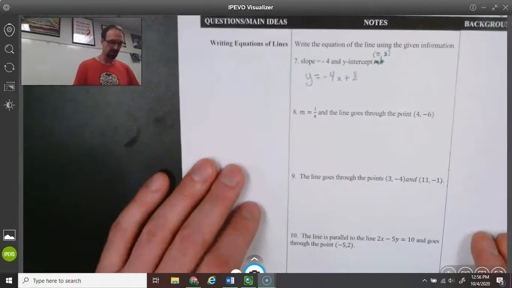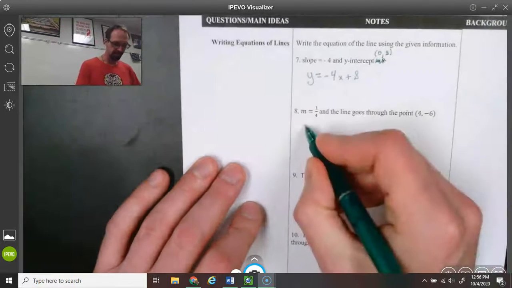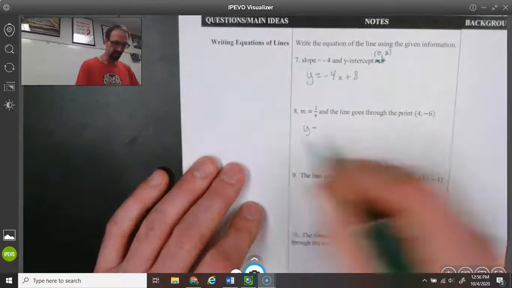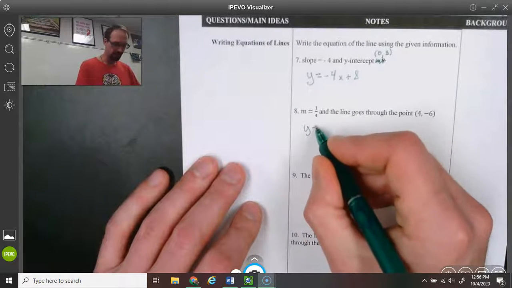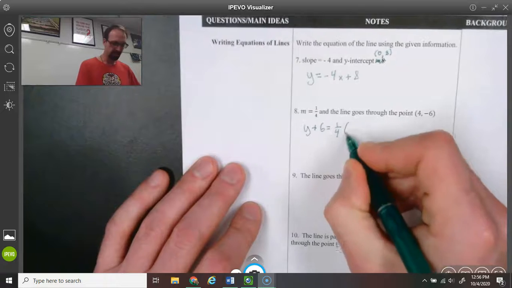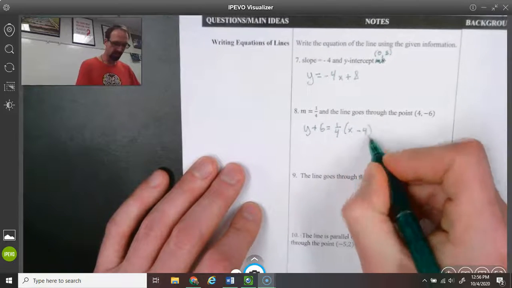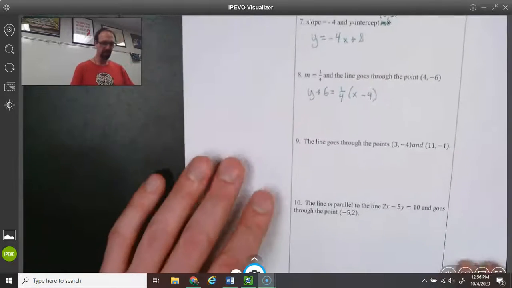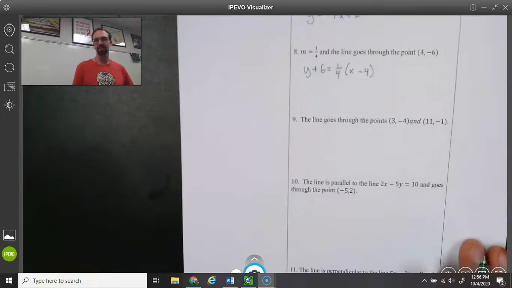This one says m equals 1/4 and the line goes through this point. So this tells me it's going to be written in point-slope form. So I'm going to have y minus -6 equals 1/4 times x minus 4. Done.